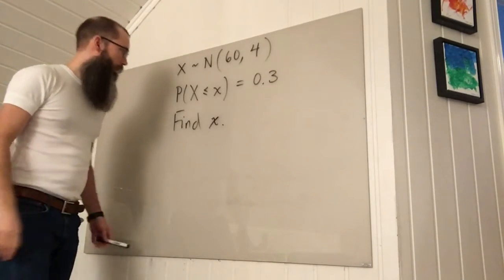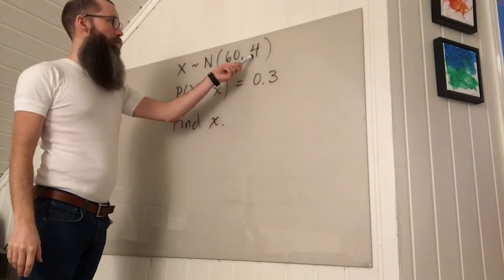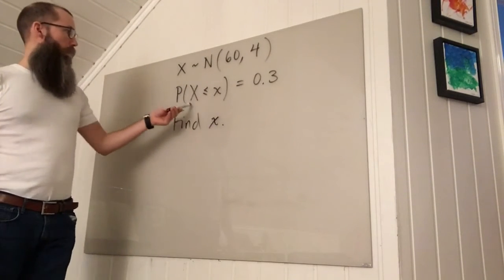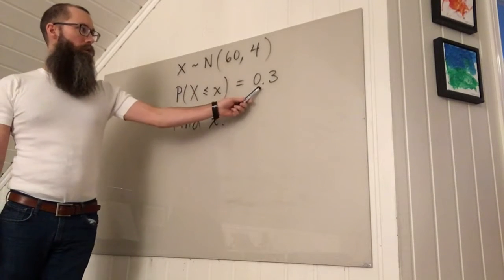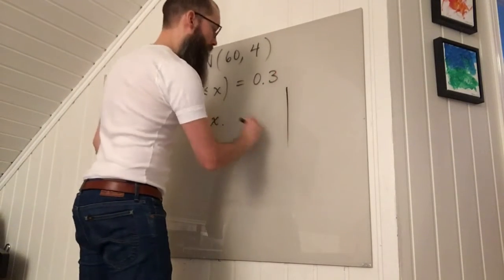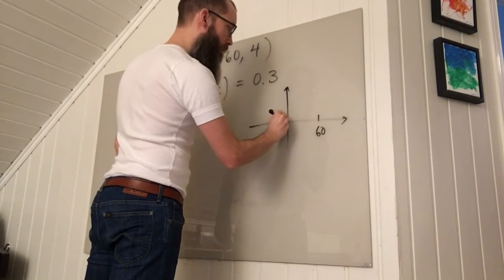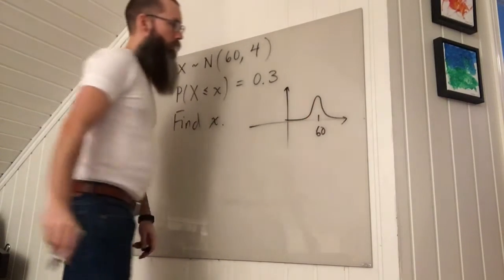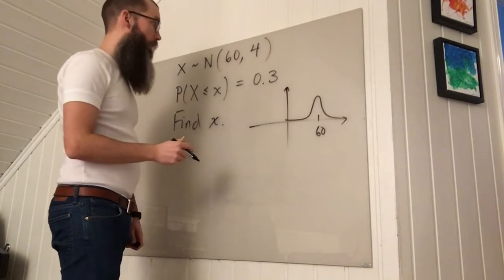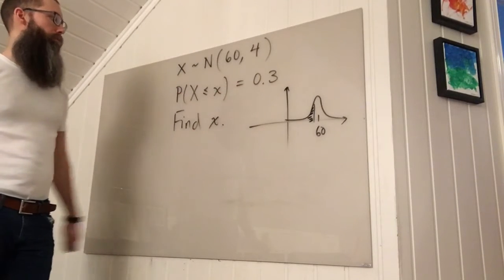And now another example. X is normally distributed with known expected value of 60 and known variance of 4. That means the standard deviation would be 2. We're given the probability of x being less than or equal to small x, and that's 0.3, and we want this value of small x. So graphically, we have 60 here, and we have a normally distributed variable with mean 60 and standard deviation 2. And we want to find the x value so that the shaded area here is exactly 0.3.